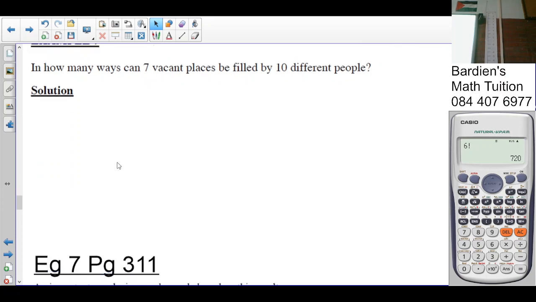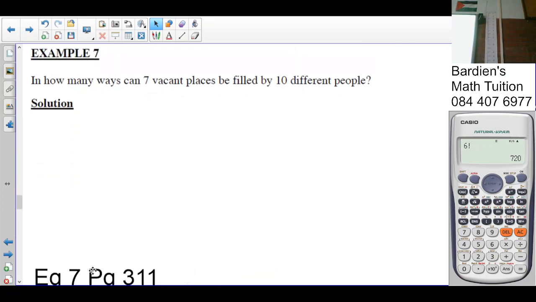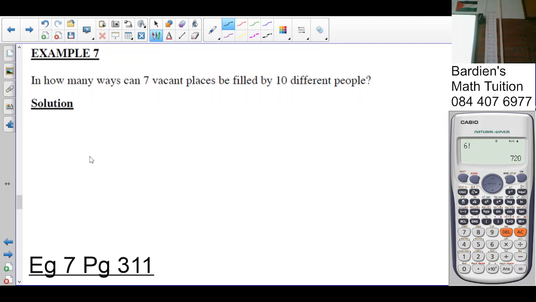Example 7. Example 7 is on page 311. They want to know in how many ways can 7 vacant places be filled by 10 different people. So what we did is we said, okay, how many bits would we have? We have 7. In 7 places. Okay, so it's 1, 2, 3, 4, 5, 6, 7.